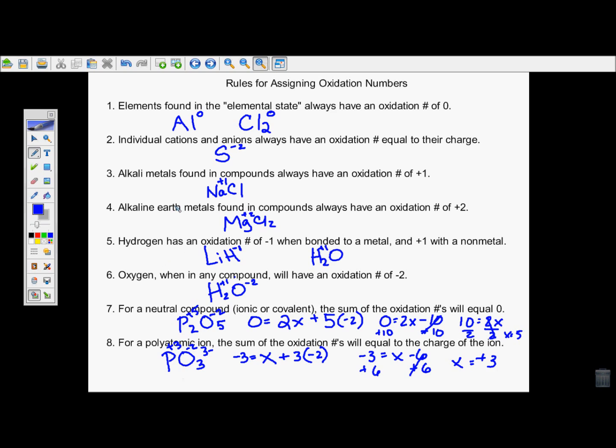So the only elements that are always a certain oxidation number are alkali metals, alkaline earth metals, hydrogen, and oxygen. All the rest must be calculated using rules 7 and 8. And we'll practice these in class when I see y'all on Monday.